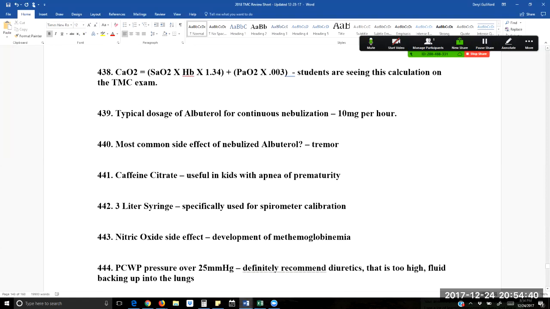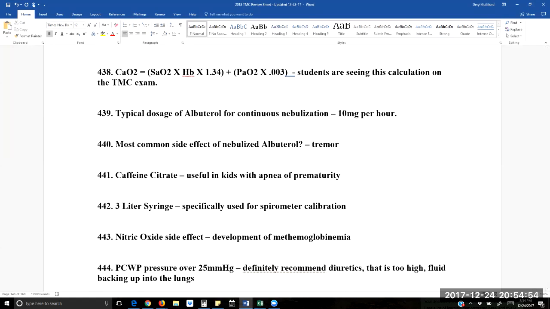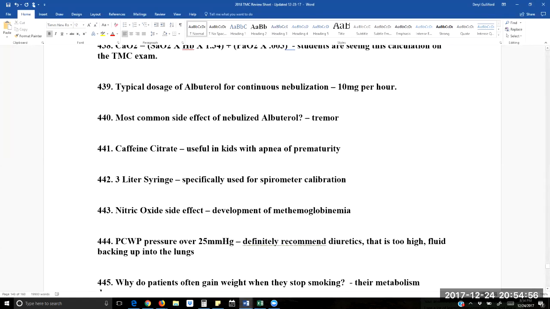Most common side effect of nebulized albuterol, the most common is tremor. We see lots of other things. We see rapid heart rate, anxiety and things like that. But the number one thing is just the patient feels shaky, jittery. We call that tremor.